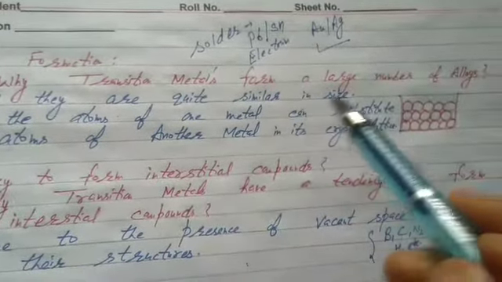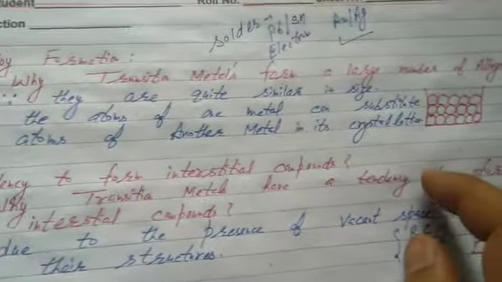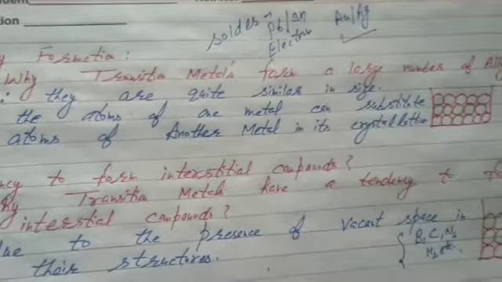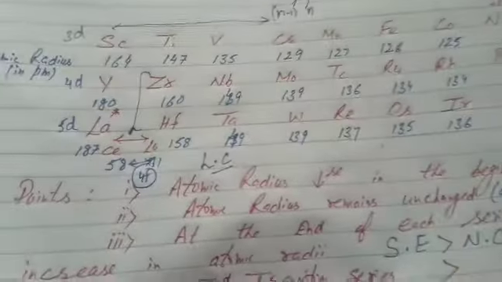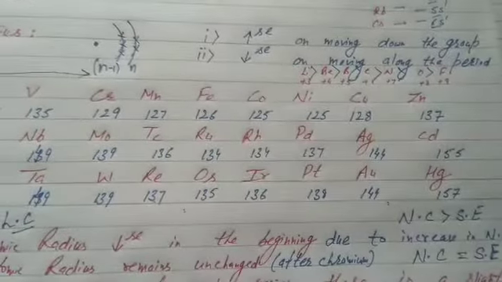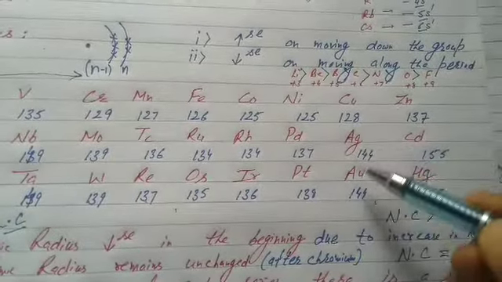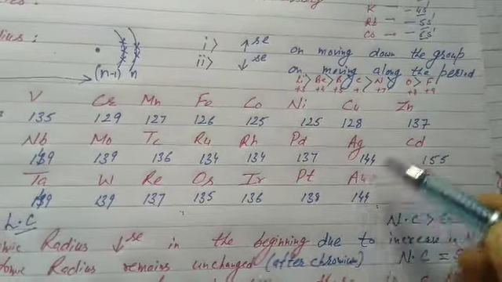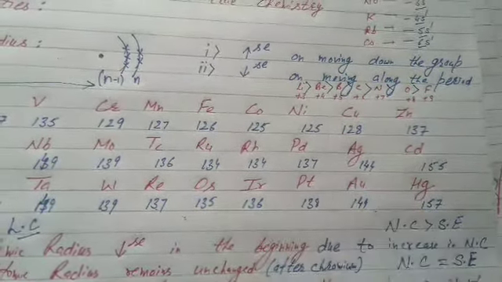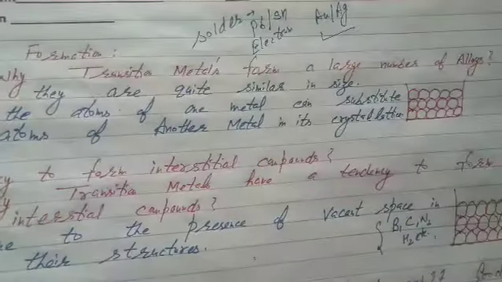Why do transition metals form a large number of alloys? Because they are quite similar in size. We study this in atomic radius. That is, the second and third series have the same radius. Please look here, silver and gold have almost the same radius. After the midway, the atomic radius becomes the same because they are quite similar in size.